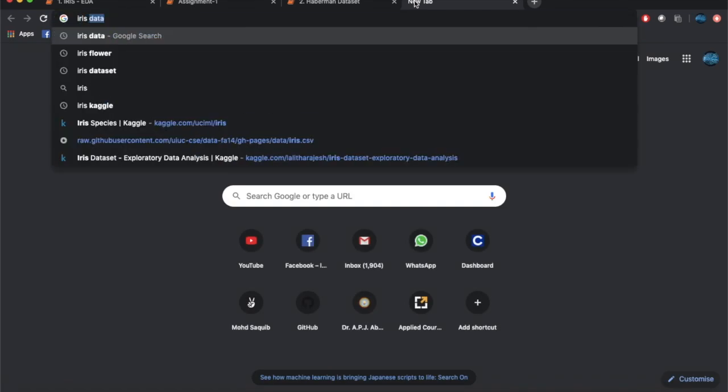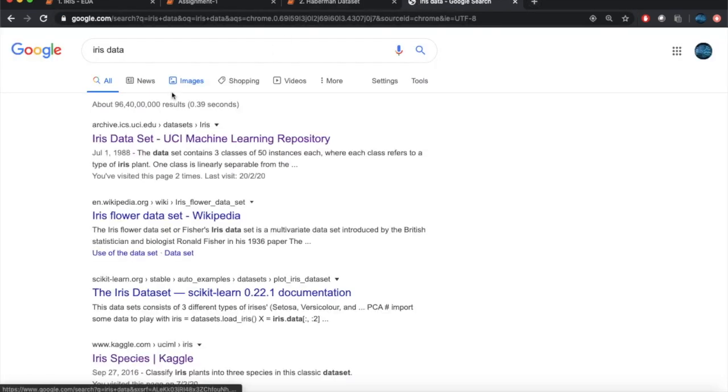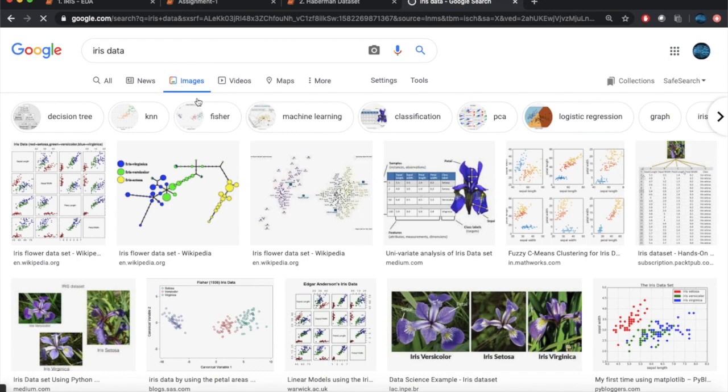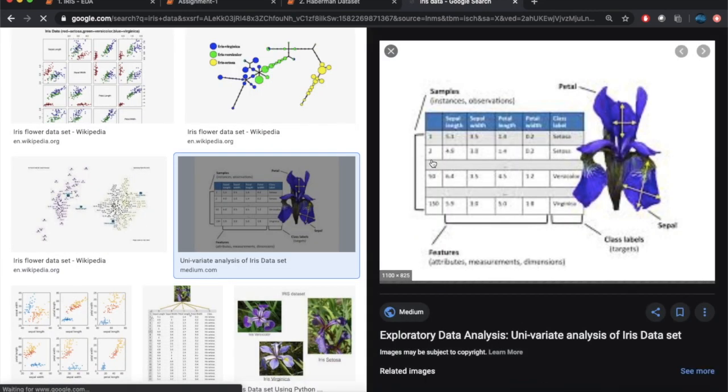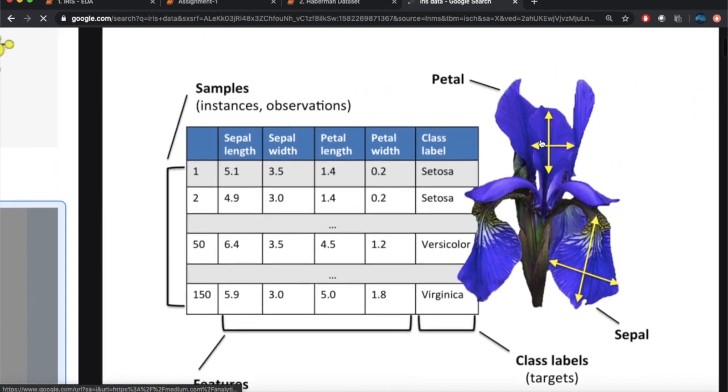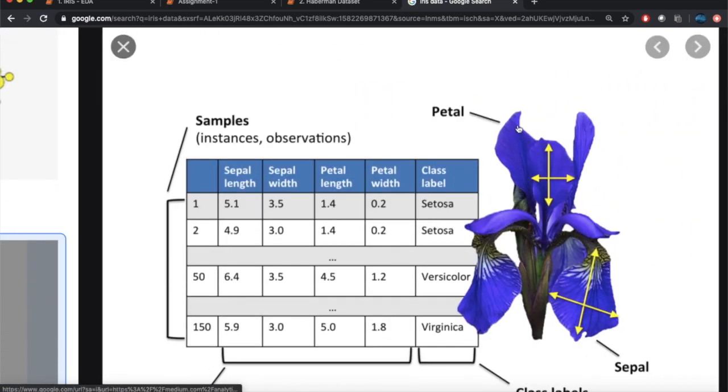data. Okay, so basically this is the petal length of an iris flower, and these are the sepal length and sepal width of an iris flower.